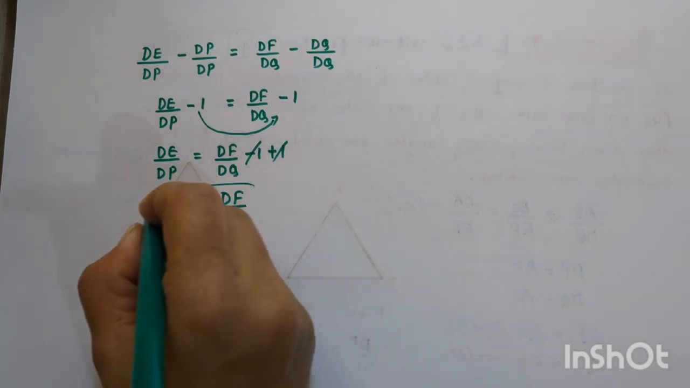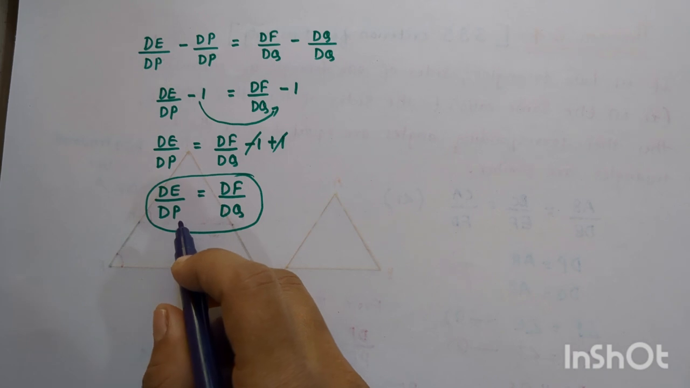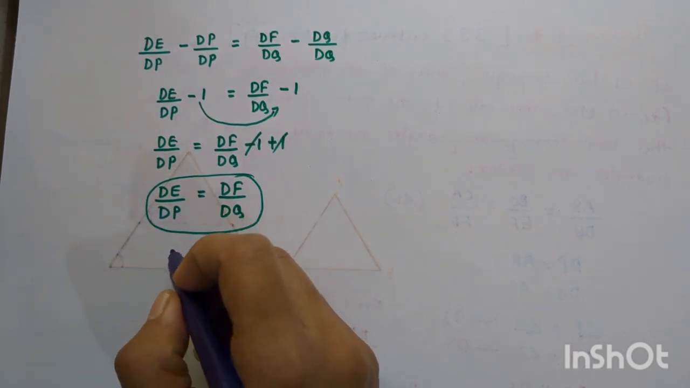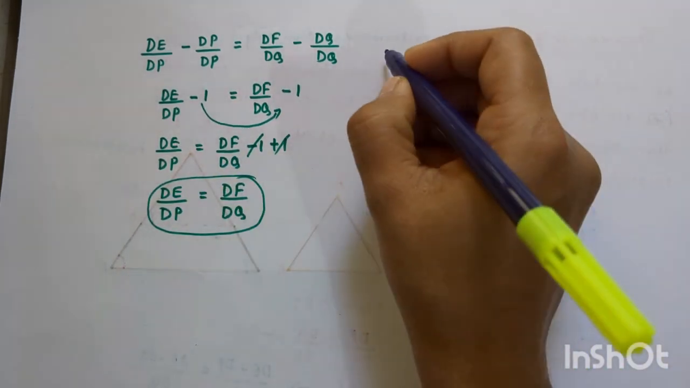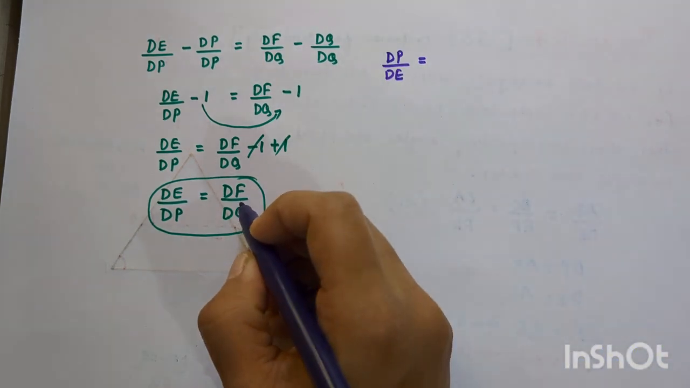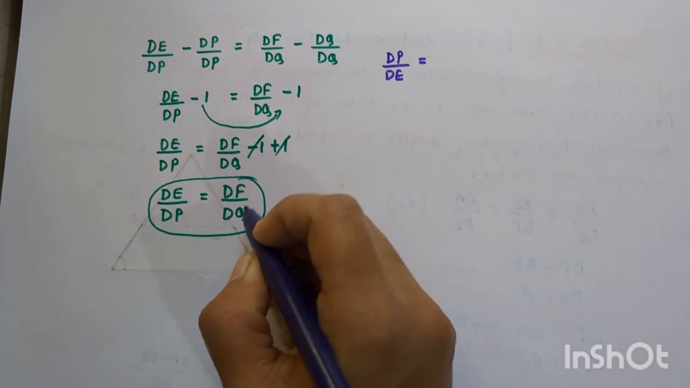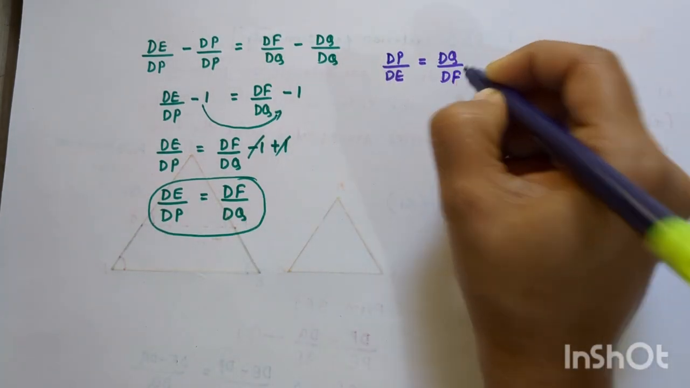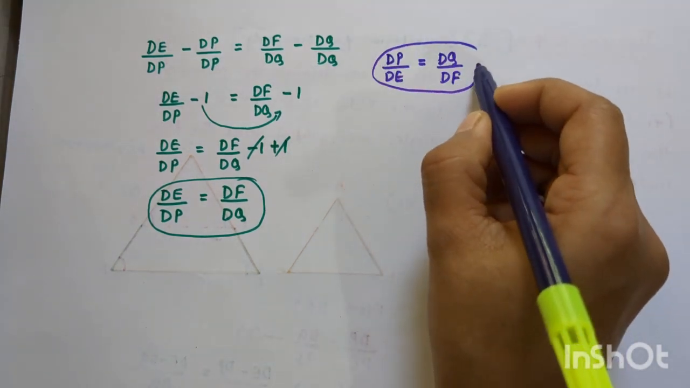We are getting one such equation. Now, let us inverse this equation, that is taking reciprocal on both the sides. So the numerator comes to the denominator, and the denominator goes to the numerator. So this can be written as dE by dP becomes dP by dE, that is we are taking reciprocal on both the sides. We are just taking the inverse of these two equations. Then dF by dQ becomes dQ by dF. So we are getting one such equation.